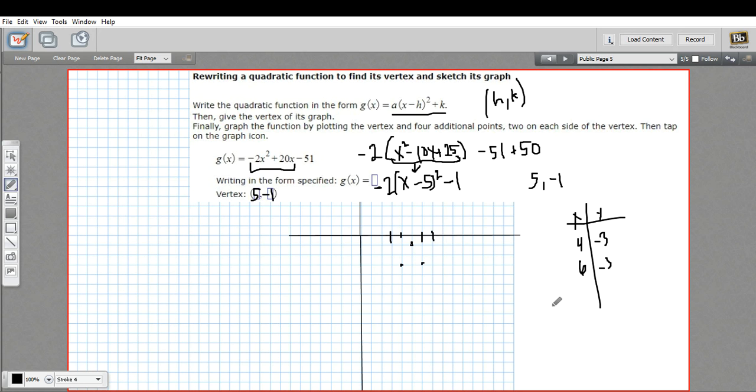And let's go one further out. So 3 and 7. If I put a 3 in here, I'm going to get a negative 2. If I put a 7 in here, I'm going to get a positive 2. Either way, 2 squared is 4. So 4 times negative 2 is negative 8 minus 1. That's going to be negative 9. This is a narrow parabola that goes down pretty fast. So negative 9. So let's see. This is 3, 4, 5, 6, 7, 8, 9. So I think right there and right there.